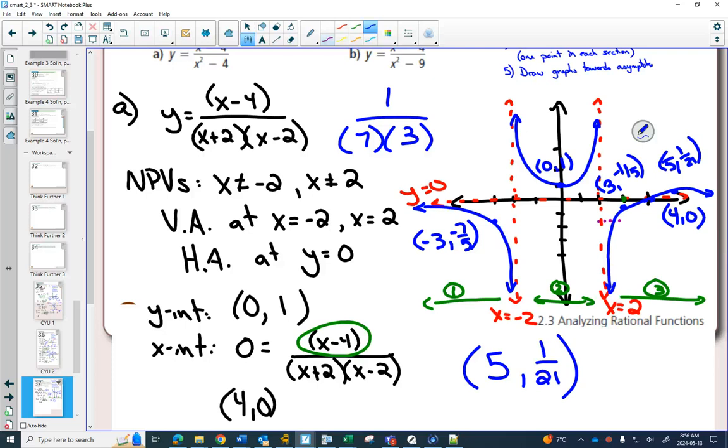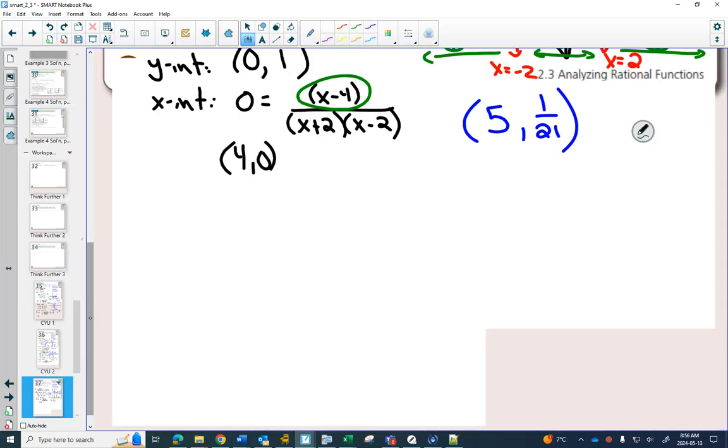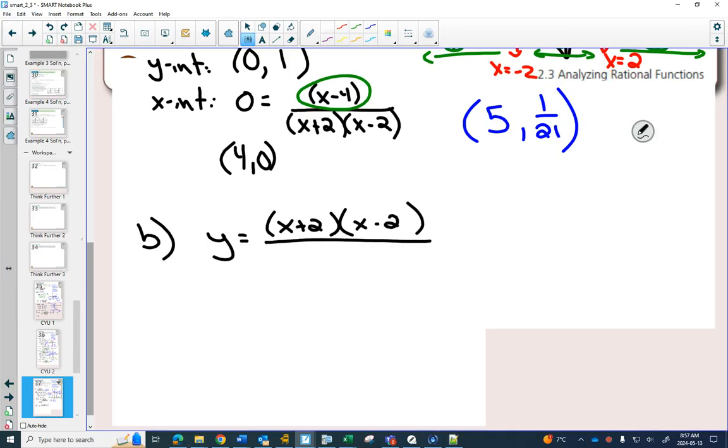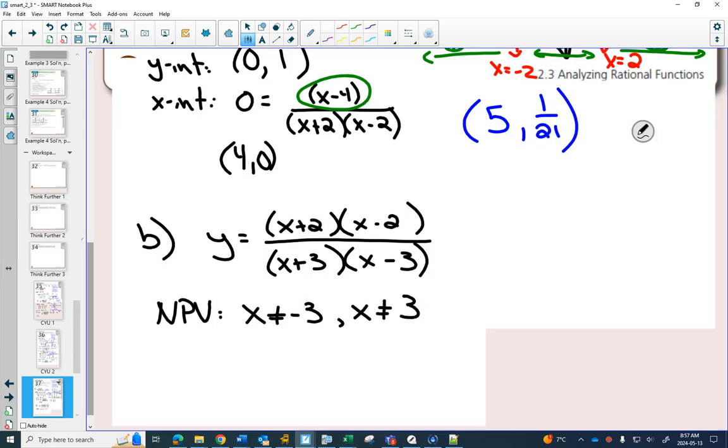All right, part B on question 3 was x squared minus 4 over x squared minus 9. So x squared minus 4 factors nicely to x plus 2, x minus 2, and x squared minus 9, another difference of squares, factors nicely to x plus 3, x minus 3. Again, non-permissible values is just where you're dividing by 0. So x can't equal negative 3, and x can't equal positive 3.